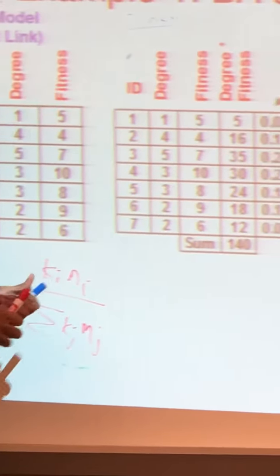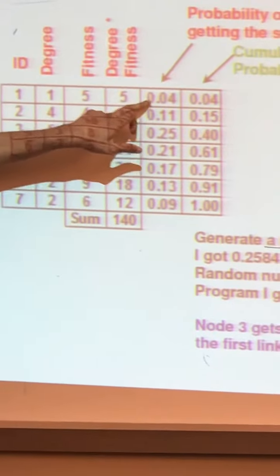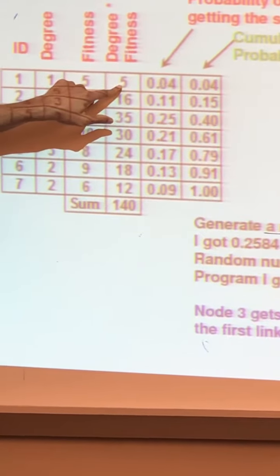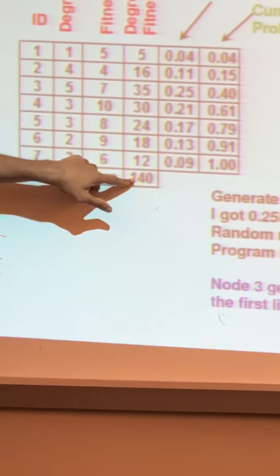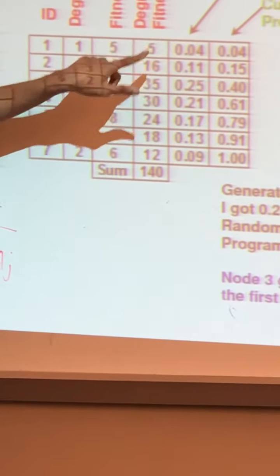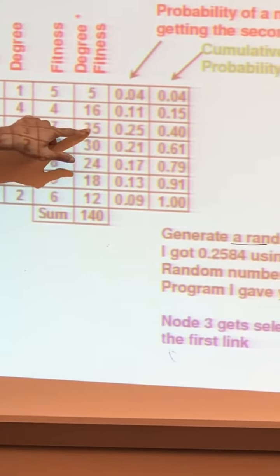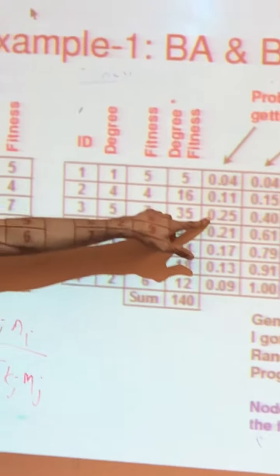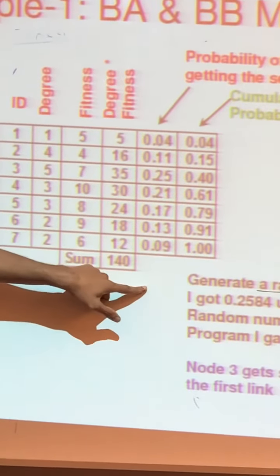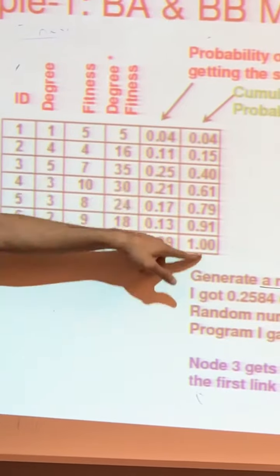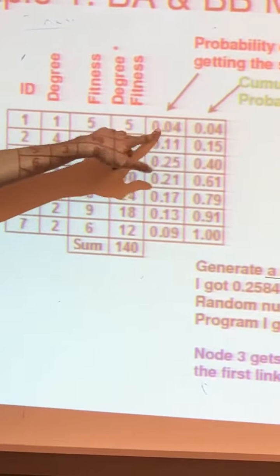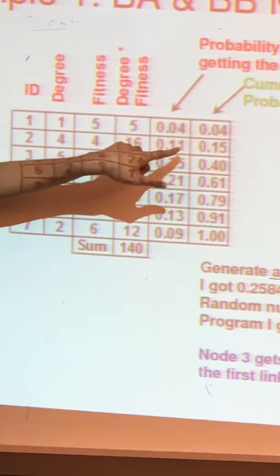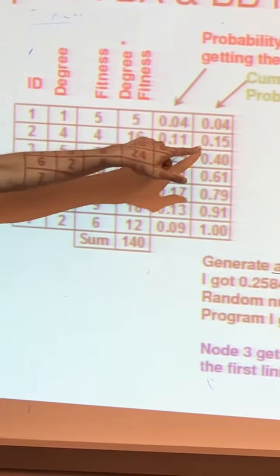So now what do you do to find the probability? Divide the individual product value, 5, by the sum of all the product values. So 5 divided by 140 is going to be 0.04. Then 16 divided by 140 is 0.11. Then 35 divided by 140 is 0.25 and so on. So these are now your probability values. Then, as usual, find the cumulative probability. The cumulative probability is the same as the first node, and then 0.04 plus 0.11 is 0.15 and so on.